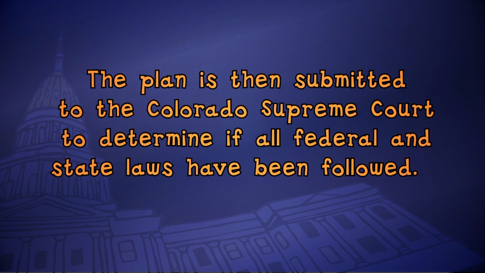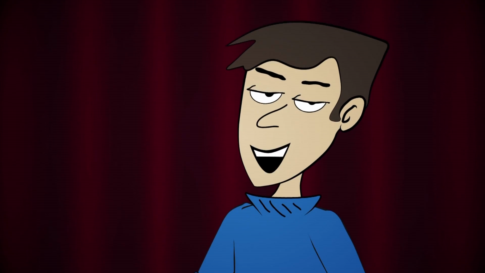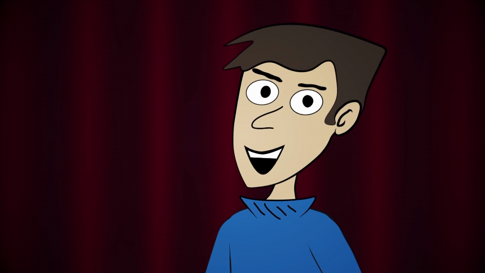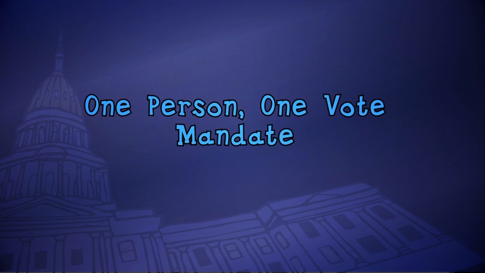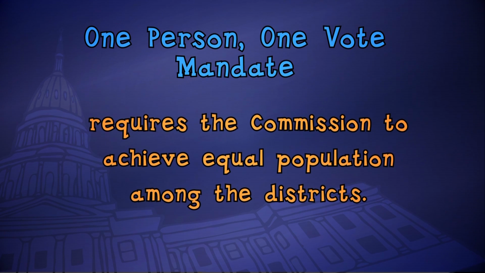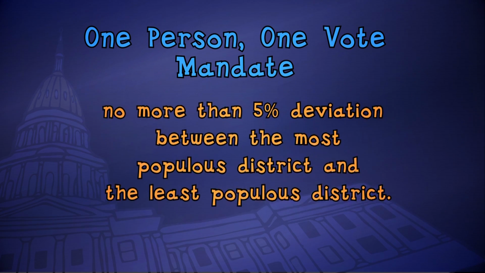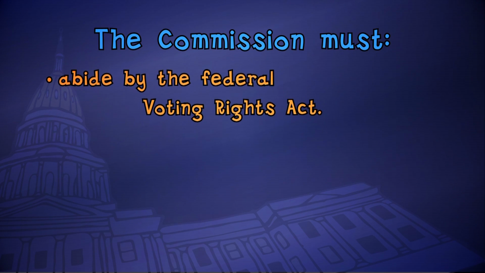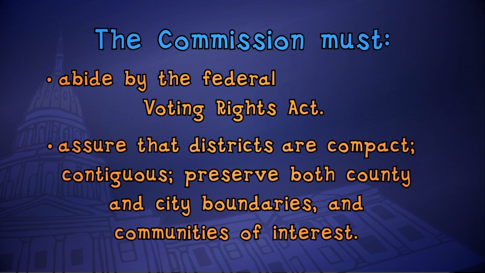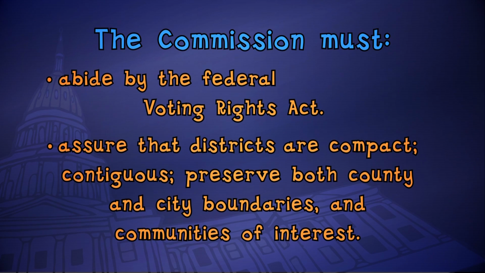The plan is then submitted to the Colorado Supreme Court to determine if all the federal and state laws have been followed. Federal law and the Colorado Constitution have set the following criteria to follow when redrawing district boundaries. The one-person, one-vote mandate requires that the Commission achieve equal population among the districts. The Colorado Constitution defines this mandate as no more than 5% deviation between the most populous district and the least populous district. Additionally, the Commission must also abide by the Federal Voting Rights Act and make sure that the districts are compact, contiguous, and preserve both county and city boundaries, as well as communities of interest.